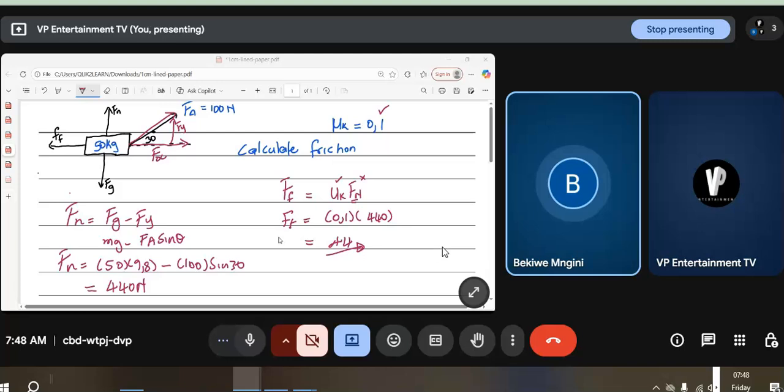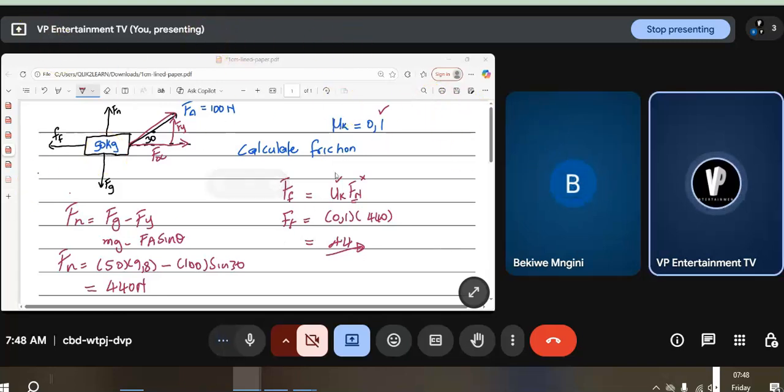But if the applied force was horizontal, then I would have used Fnet equal to 0. You got that? You got that right. Okay, sir. 100%. And that's it for this problem.